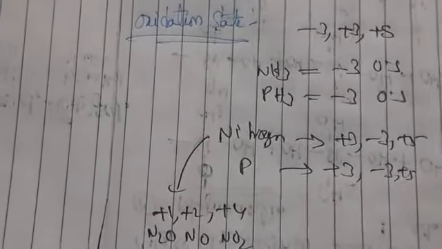Going down the group, the s electrons do not take part in bonding. When the s electrons do not take part in bonding, we call it the inert pair effect. As you move down the group there is no +3 state, and they exhibit only the +5 oxidation state. So these are the general characteristics of the nitrogen family.